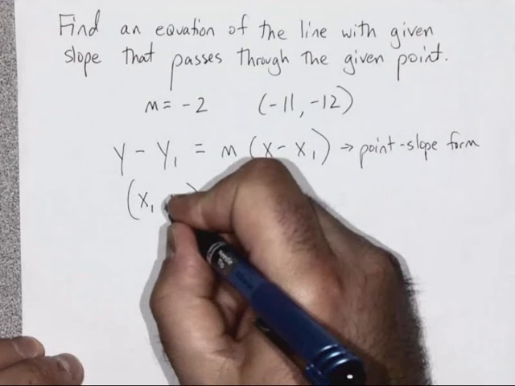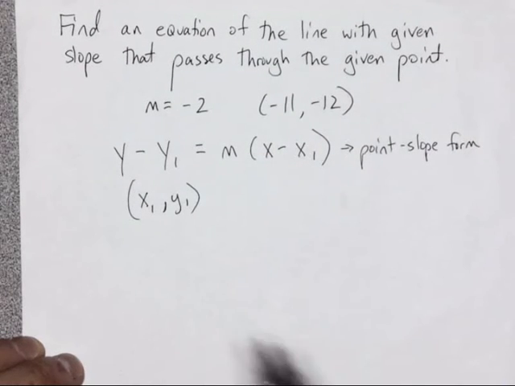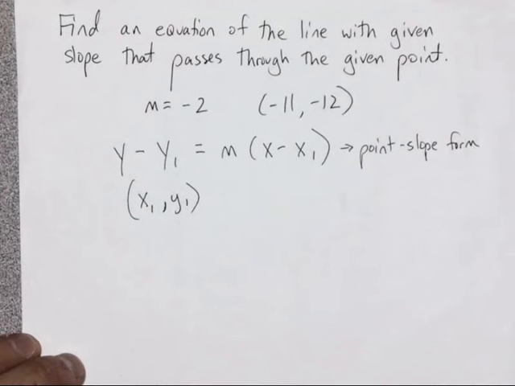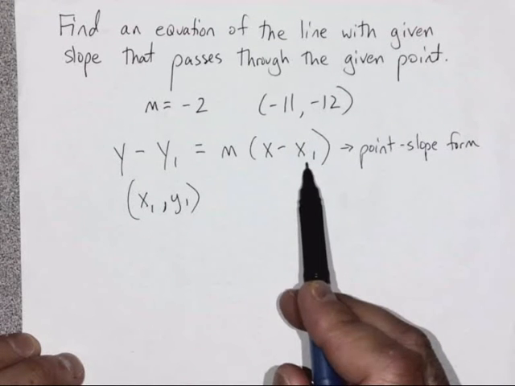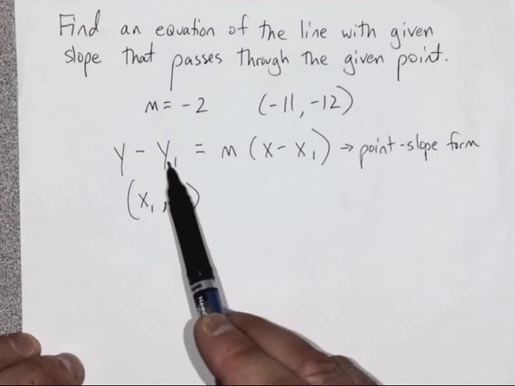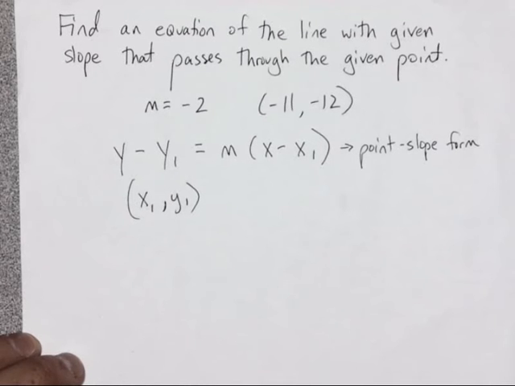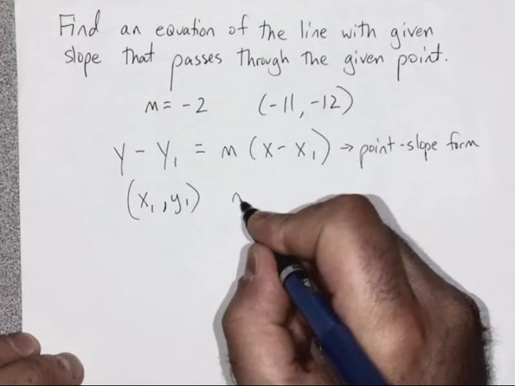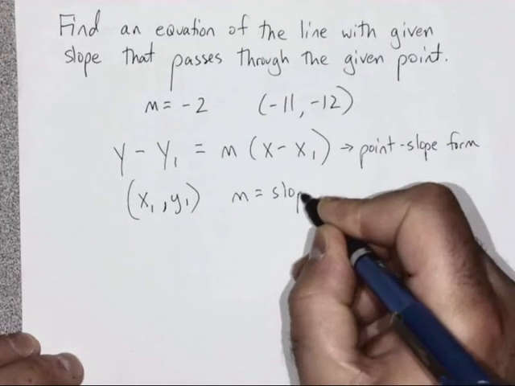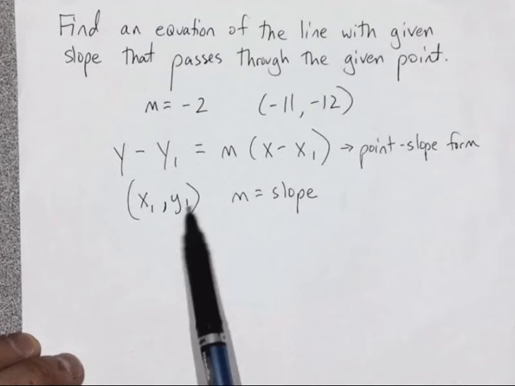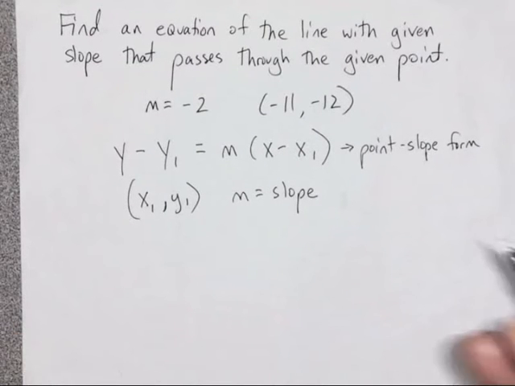There is a comma right here, so that's an ordered pair, which is a point on the line. This x1 represents the x-coordinate of that point on the line. The y1 represents the y-coordinate of that point on the line. And the m is, of course, the slope. So if I have those pieces of information, then I can use point slope to write a linear equation.